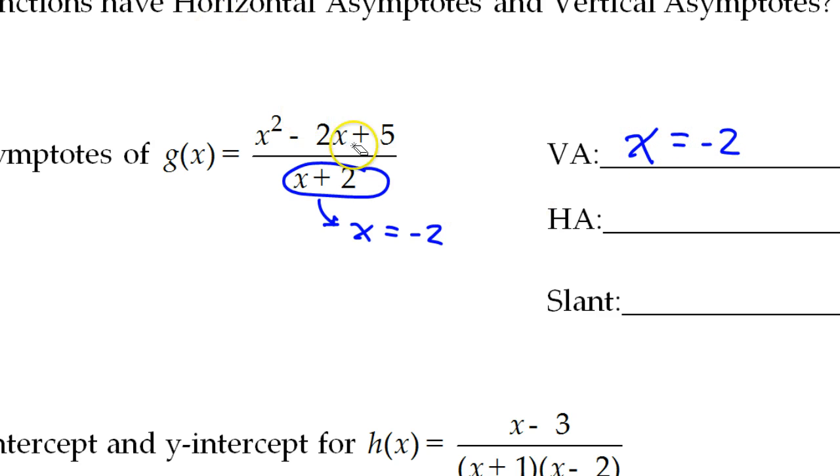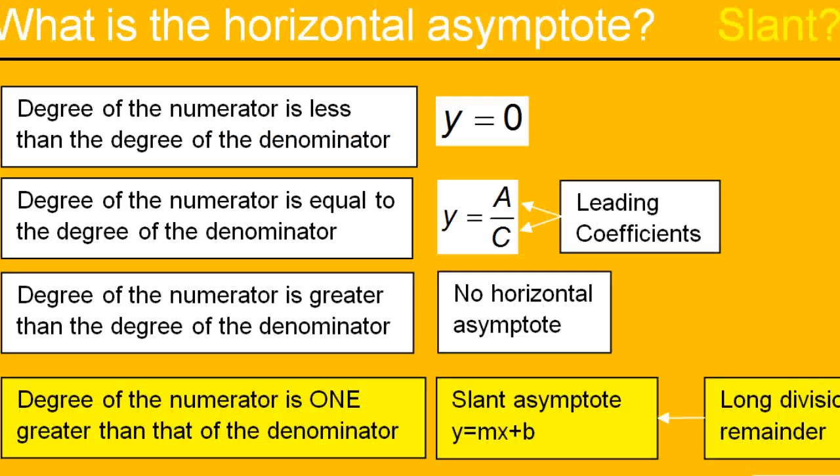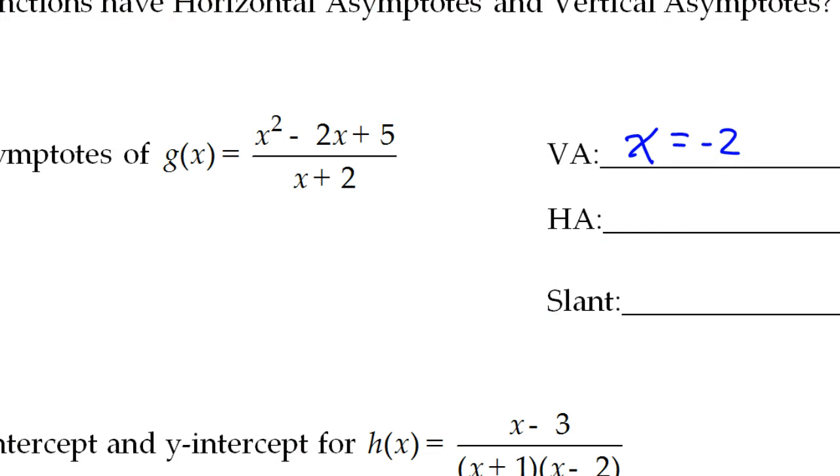Okay. Now, as far as the horizontal asymptote, we look at the degree. The numerator is degree 2, the denominator is degree 1. So, if the degree of the numerator is greater than the degree of the denominator, there is no horizontal asymptote. So, none.